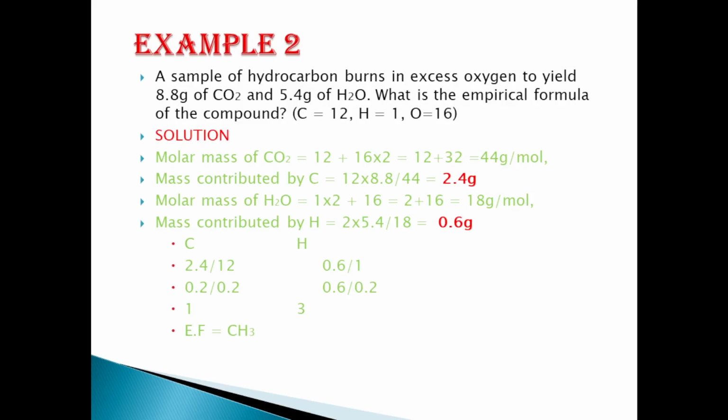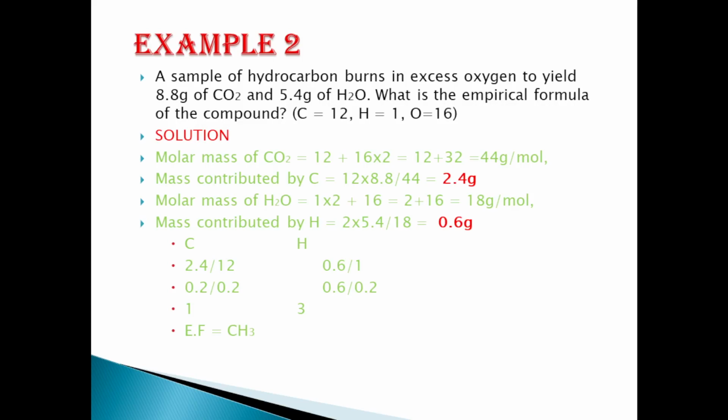Now, I have shown you how it is solved. A sample of hydrocarbon burns in excess oxygen to yield 8.8 grams of CO2 and 5.4 grams of water. Determine the empirical formula of the compound. Now, in this case, they didn't give you the mass of carbon or the mass of hydrogen directly, but they have told us it is a hydrocarbon. So automatically, the elements present there are carbon and hydrogen.